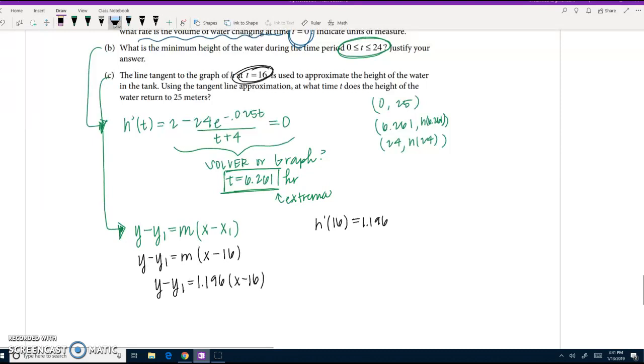So the one piece that we can't get here is the y1, because that's going to come from taking 16 and plugging it into h. So we need h of 16. And again, that means we have one step of working backwards that we don't quite have the tools yet to do, but we will within the next month or so.